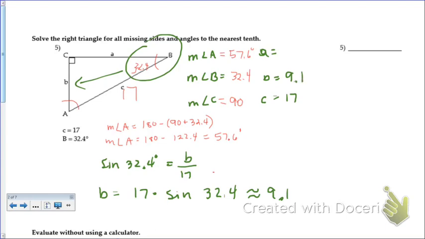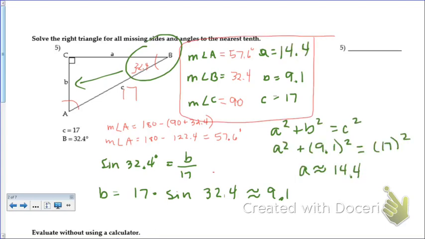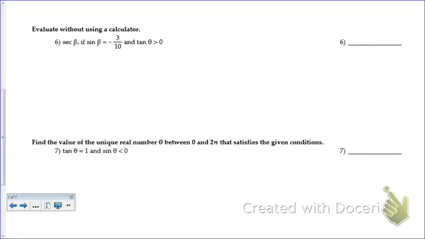Then you can either use another trig function to find A, or you can use the Pythagorean theorem. My guess is most of you are going to want to use the Pythagorean theorem. So that's A squared plus B squared equals C squared. C is always the hypotenuse. Number 6, it says evaluate.